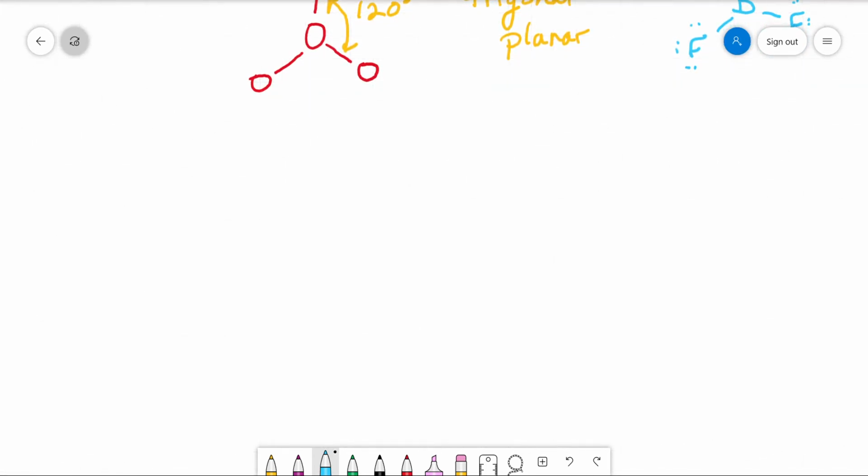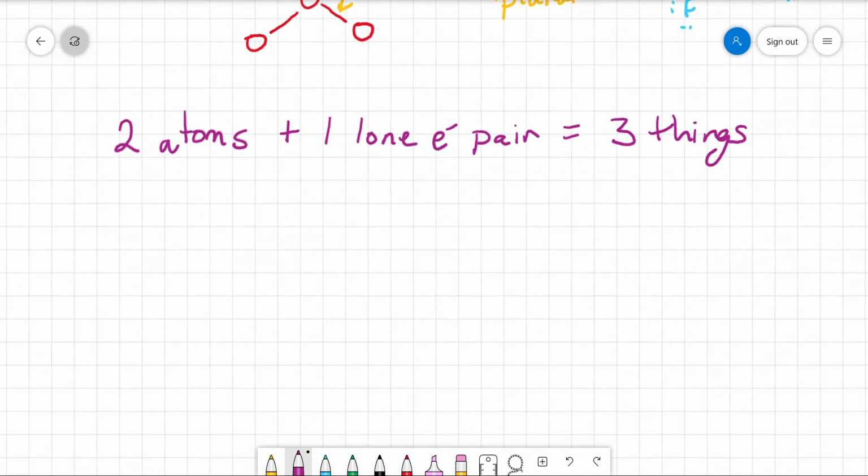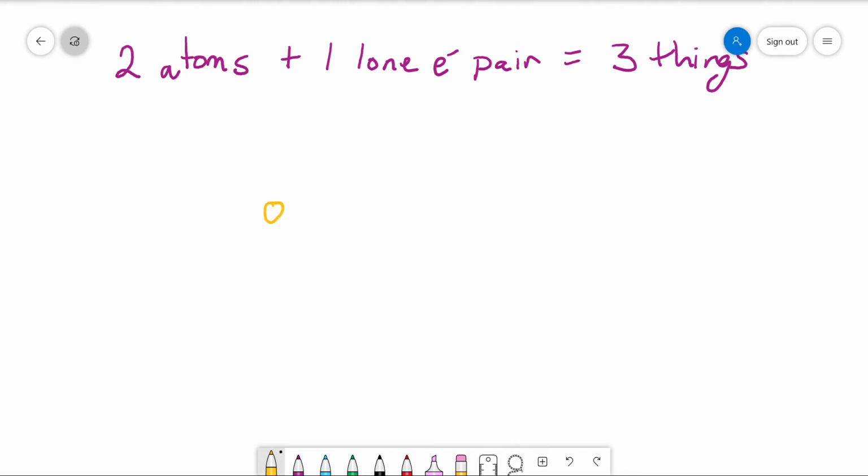Next up, we're going to have two atoms and one lone pair. Of course, that's a lone electron pair, all on the central atom. And that is still three things. Now, here's where the shape is going to change. So if it was just three things and we didn't care what those things were, we know it would be trigonal planar. But what happens when we have three things and one of those things is a lone pair?